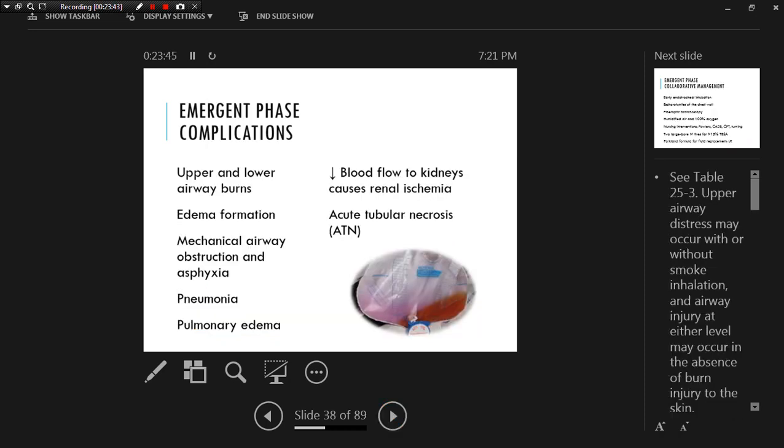Okay. So we talked about upper and lower airway burns because of the laryngeal edema, the edema formation increases their risk for obstruction and asphyxia. We talked about the risk for lower airway injuries. Pneumonia can happen over a week out, and the pulmonary edema or ARDS, we know it's a non-cardiogenic pulmonary edema. Smoke inhalation is a number one risk factor for ARDS.